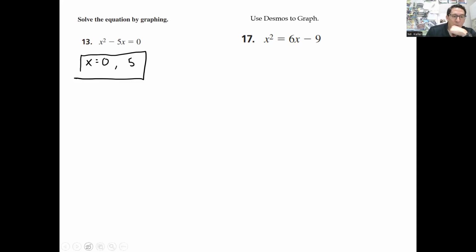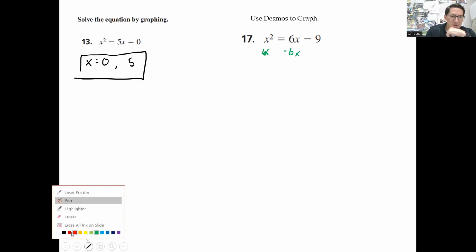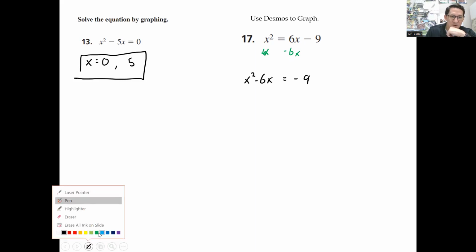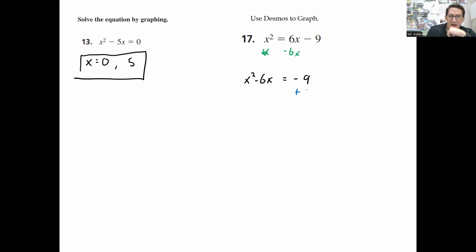So what you want to do is I'm going to bring these things to the left side, just have that x squared positive. So minus 6x over here. So it's going to be, sorry, that got messy, but it's going to be x squared minus 6x equals -9. And then I still need to bring the 9 over. So I'm going to add 9 to both sides. And then I'm going to get x squared minus 6x plus 9 is equal to 0. And so that's the one I'm going to graph.